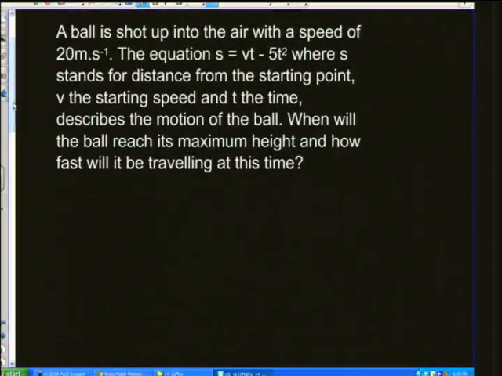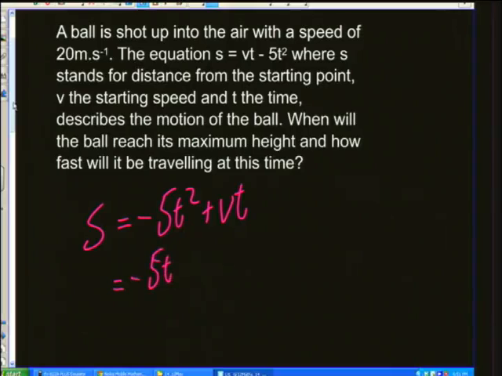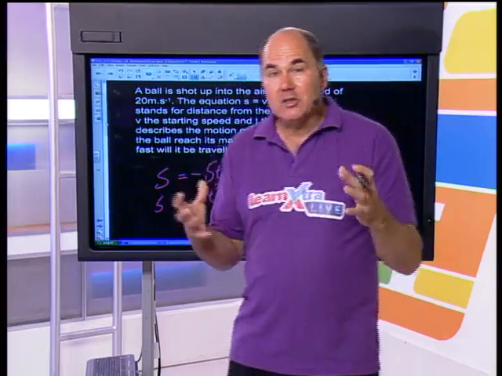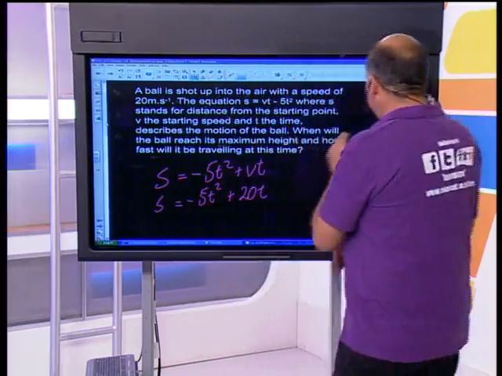What we're told is we've got an equation. S is equal to negative 5t squared plus vt. Okay? And we're actually told what the v is. We're told the v is 20. So that was not too much of a trick. You just have to rewrite it as negative 5t squared plus 20t. Now, when you're given an equation like that, and you're asked to find a maximum, I want you to follow this very carefully.